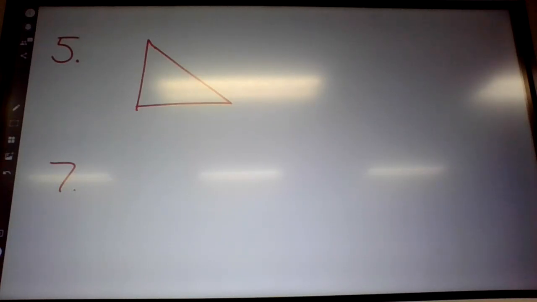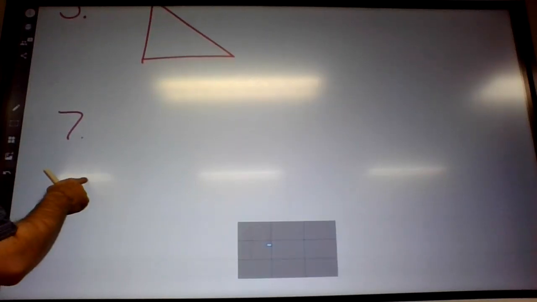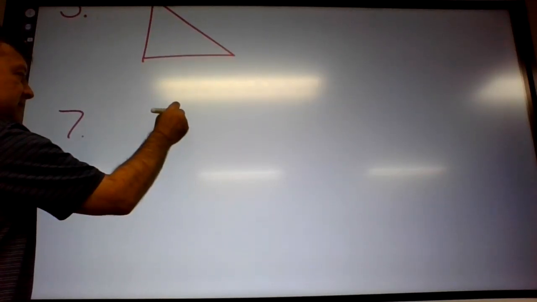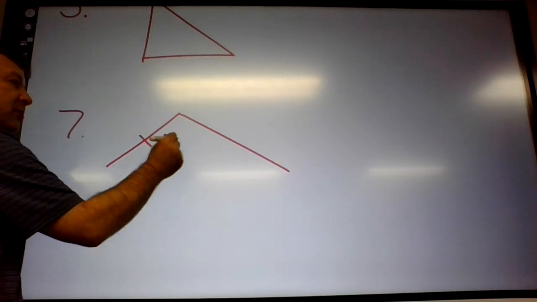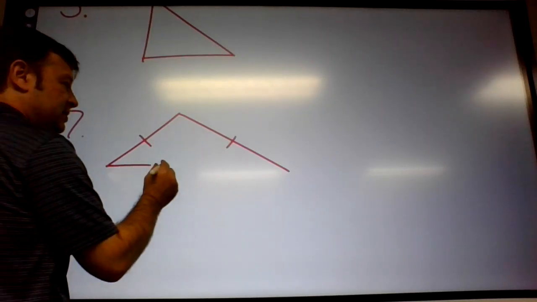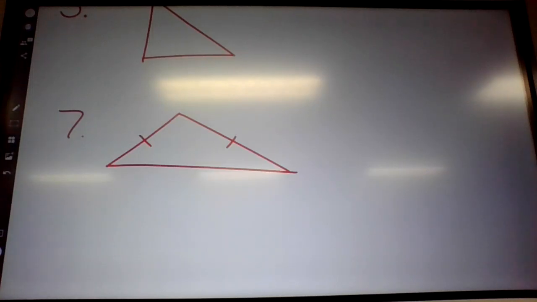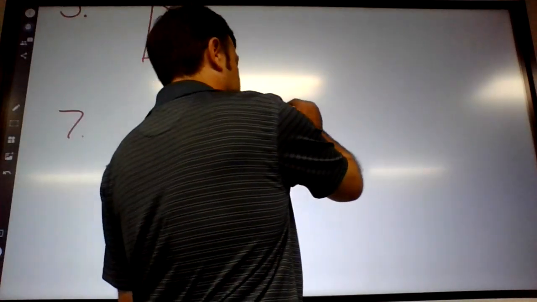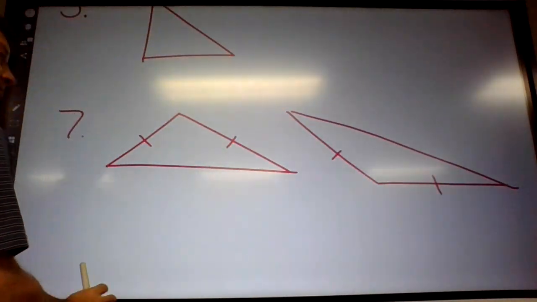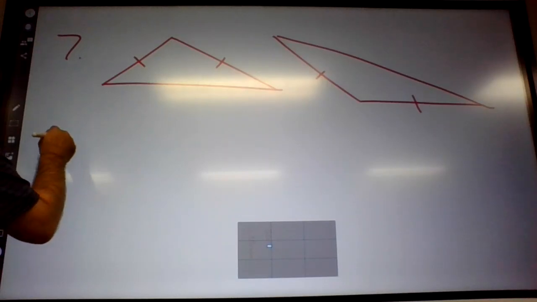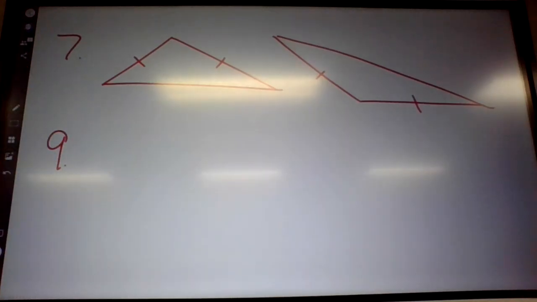Number 7, obtuse isosceles. What's obtuse mean? It's a big angle. What does isosceles mean? Two same sides. And the two sides that are the same are going to have to be around the obtuse angle because the third side is going to end up being bigger than those two. So it could look something like that. If we flipped it around, it might look like this. That would be the same thing. Okay, so one of the evens must not be possible then.